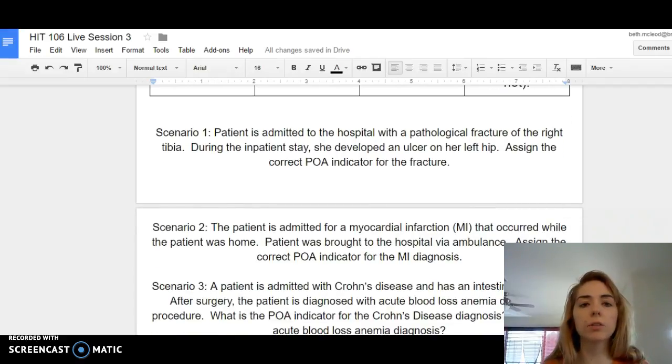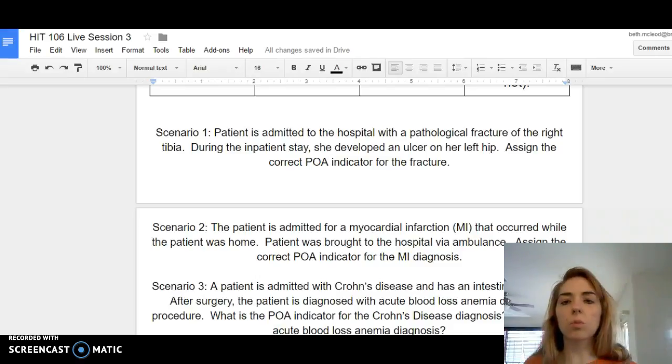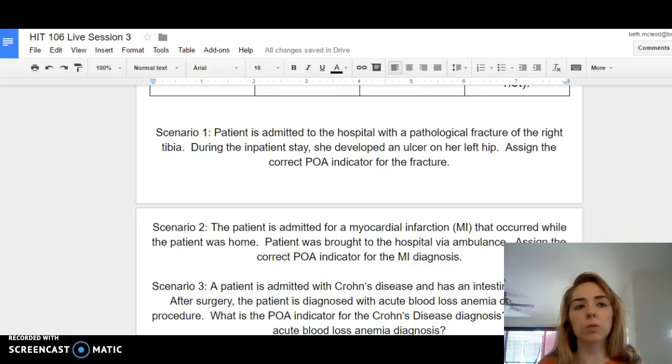Scenario 1 here, the patient's admitted to the hospital with a pathological fracture of the right tibia. During the inpatient stay, she developed an ulcer on her left hip. So we're going to assign the POA indicator for the fracture. She was admitted with a pathological fracture. We're going to say yes, that condition was present on admission because she was admitted with that condition.